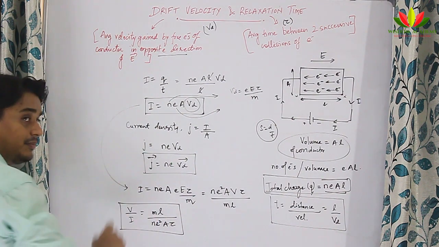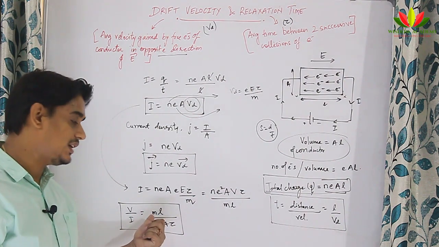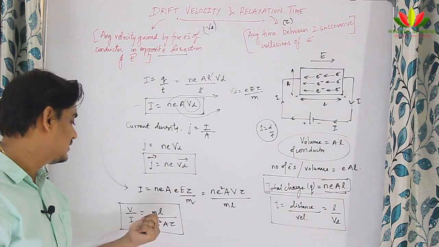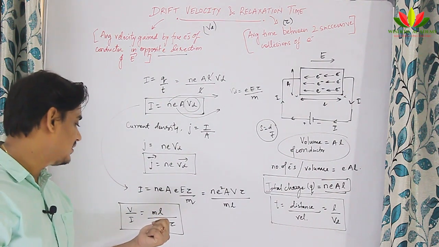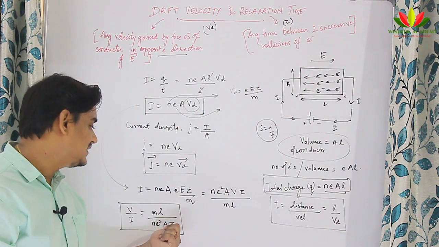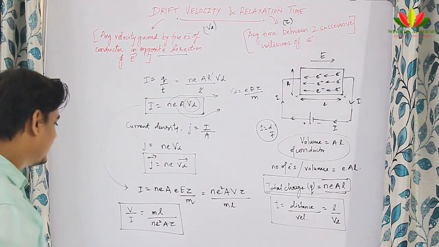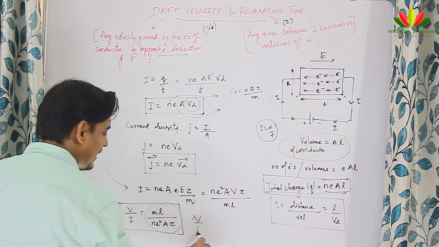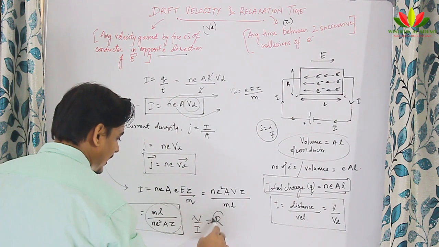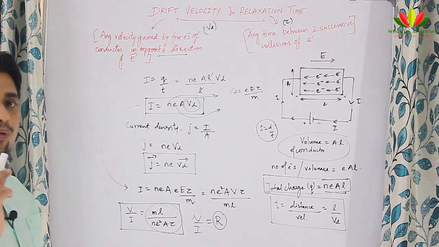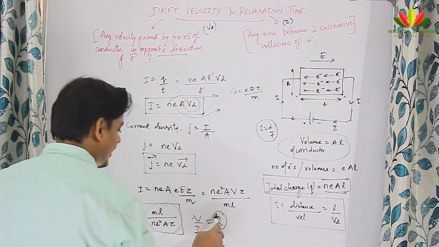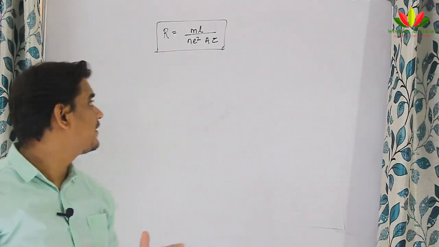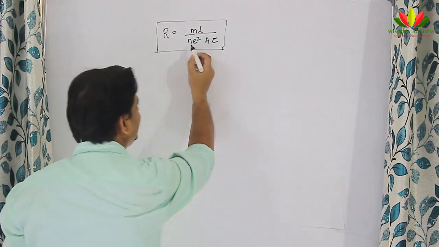Now, what is m? m is the mass of the electron, L is the length of the conductor, n is the number of electrons, e is the charge on the electron, A is the area of cross section, tau is the relaxation time. Cannot you see that if this whole thing is a constant, then V by I is equal to this constant R. So now we have found the value of R, which is mL by nE squared A tau. So resistance is equal to mL by nE squared A tau.